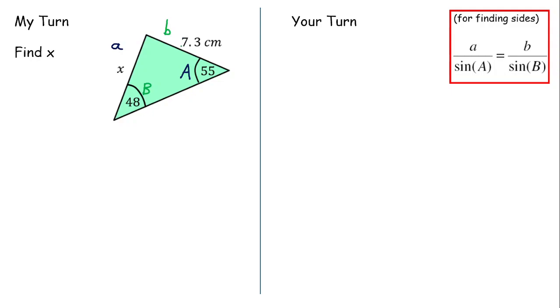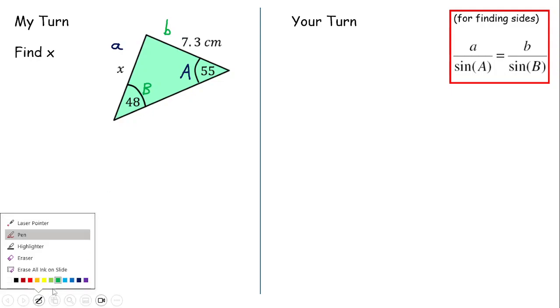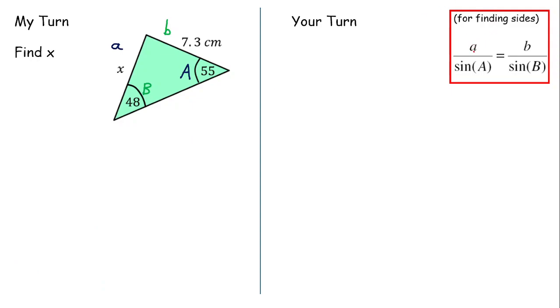Once you've labelled your triangle, it's just substitution. So we plug these numbers into our formula, which is up here. So we've got A, which is x, so we can write x there, over the sine of the angle A. A is that 55, so sine of 55 is equal to B, which is your other side. This is B, which is 7.3, over sine of the angle B. Angle B is there, so sine of the angle 48.